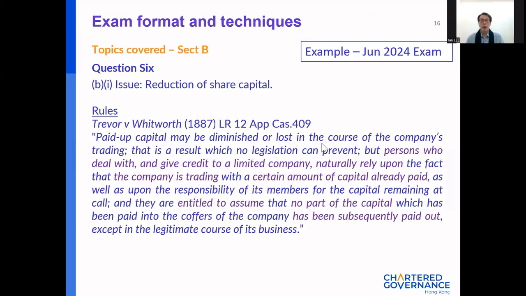Okay, so now we can move on to part B of the question, looking at the first sub-issue. So what are they trying to do? They want to cancel the preference shares. By canceling the preference shares, they're removing it from the share capital, or I guess it's a reduction of share capital. So that will be the first sub-issue you want to discuss.